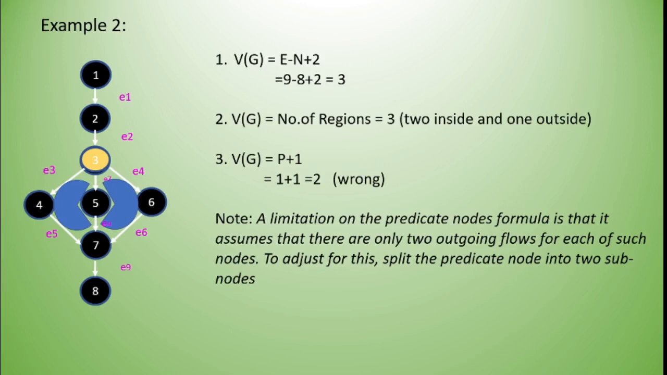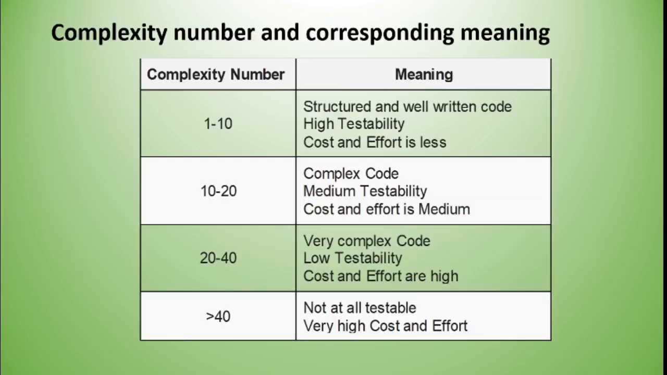have the correct answer. And here the complexity number and corresponding meaning is given in the table. For example, if the complexity number is from 1 to 10, your code is structured and well written, and it has high testability, and the cost and effort are also very low. Similarly, for other complexity number criteria, the range is given and the meaning is also given.